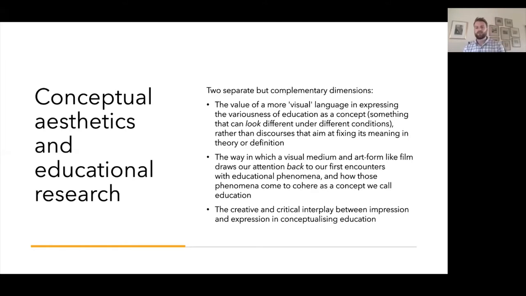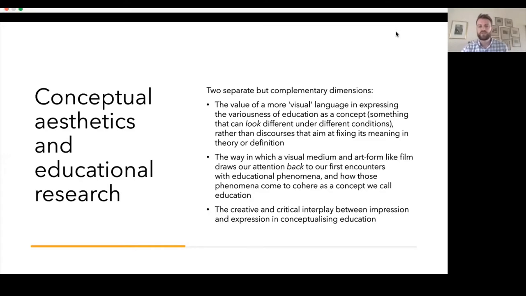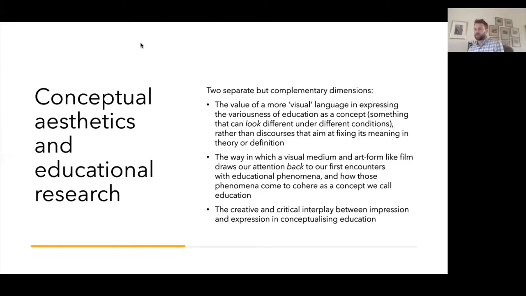As I've explained, there are two separate things going on, both in the book and I guess in my research more generally, which is one, to try and shift maybe the language of talking about education towards this more visual aesthetic discourse and away from a preoccupation with what education either is or theorizing its aims and purposes, but also to concentrate on the world of the visual and the way in which a visual medium like film draws our attention back to first encounters with educational phenomena and how those phenomena come to cohere as a concept we then call education. So conceptual aesthetics, I suppose, is somewhat summed up as the creative and critical interplay between impression and expression when conceptualizing education.